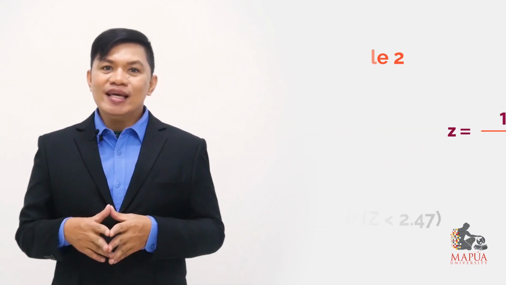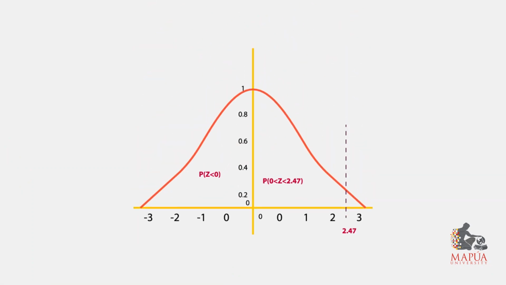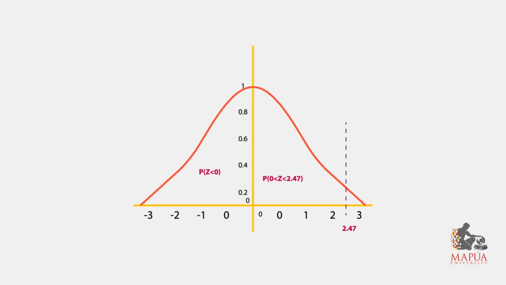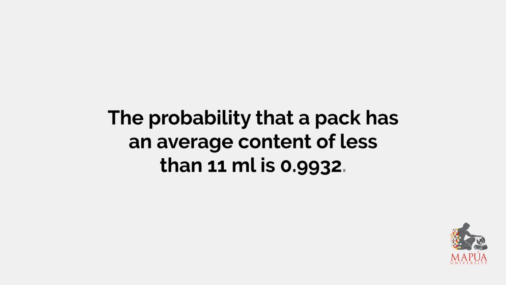Again, bring out your z table and locate the probability that z is less than or equal to 2.47. And you should get 0.9932. In other words, we are looking at a 99.32% that a sample of 12 sachets of this shampoo will have an average content of 11 ml or less.